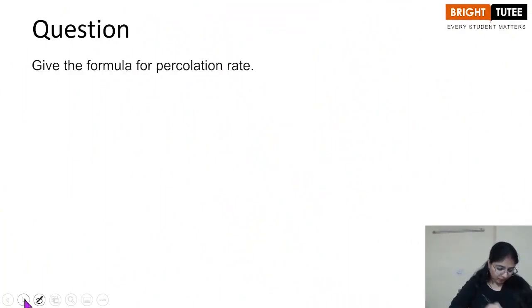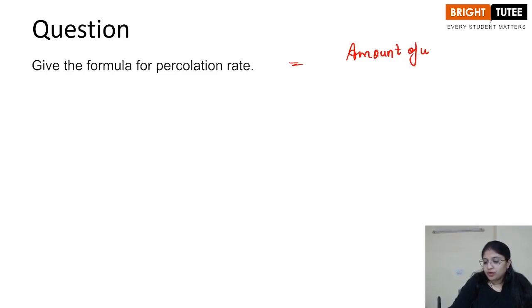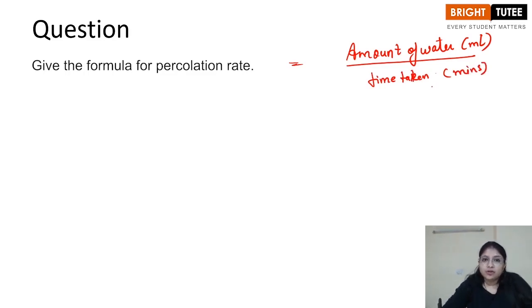Now, let's look at the first question. Give the formula for percolation rate. The formula for percolation rate is the amount of water percolated, in ml, upon the time taken, in minutes. So, in this way, we can calculate the percolation rate.